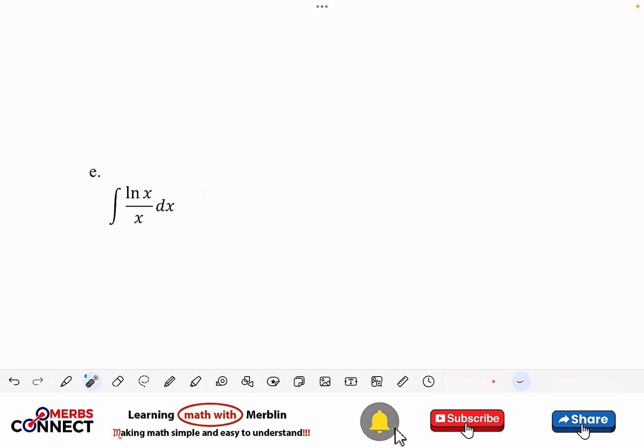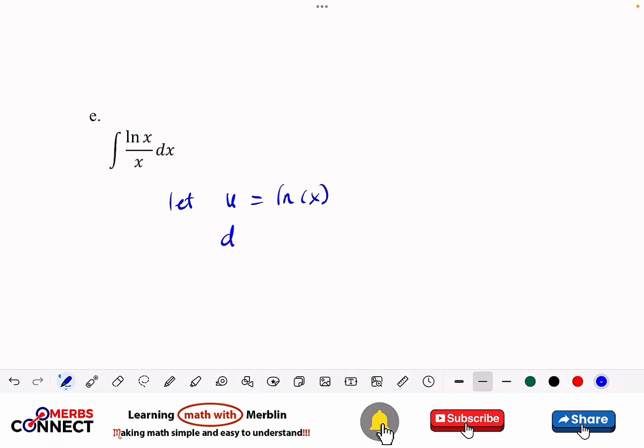Now let's look at this one too. Now if I have a function that involves ln x, the question is which one should be my u. So here we are going to choose u to be the ln of x. So here we let u be equal to the ln of x. The idea is that when I differentiate ln x, I'm going to have 1 over x. And this implies that du is the same as 1 over x dx. And this implies that dx is equal to x du.